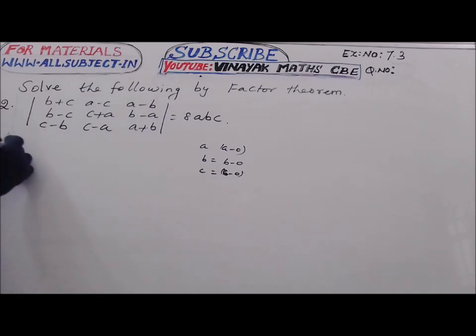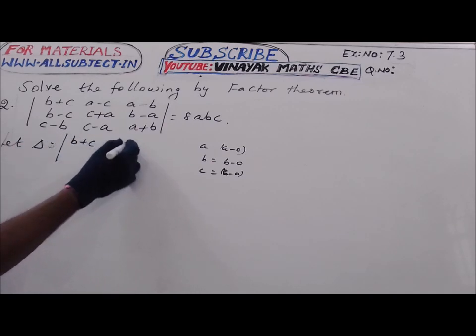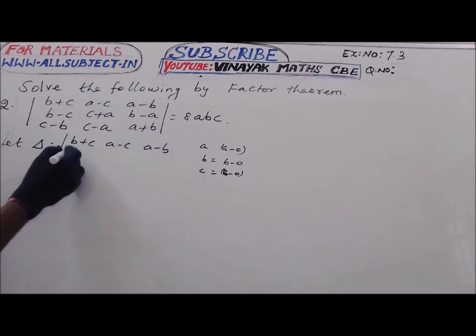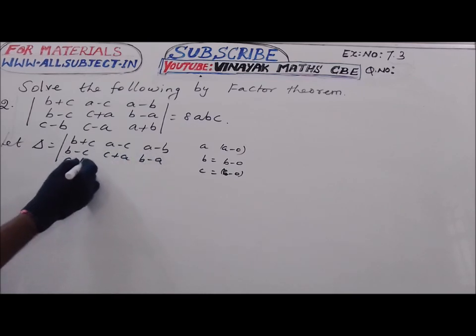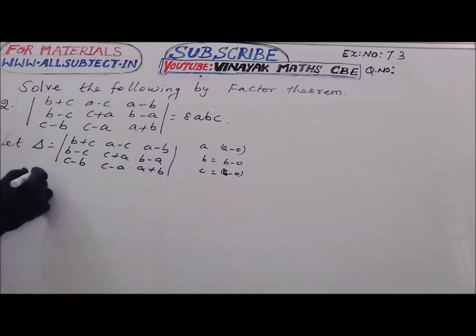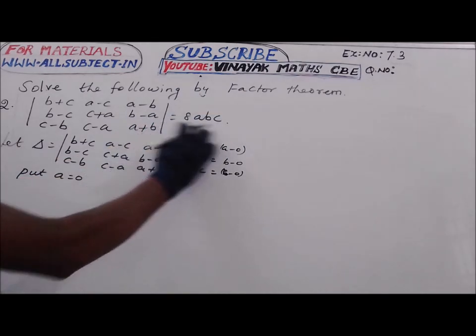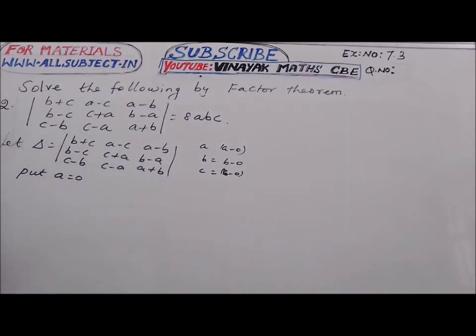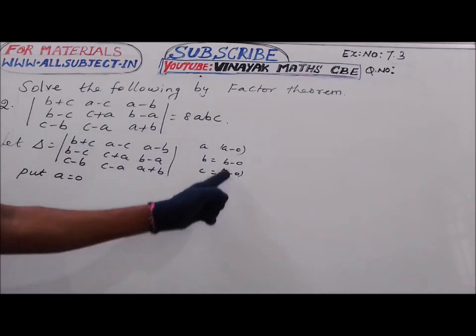So let delta equal the given determinant b plus c, a minus c, a minus b, b minus c, c plus a, b minus a, c minus b, c minus a, a plus b. Now put a equal to 0. We can decide the factors with the given answer itself. Here a, b, c are factors in that. So we can substitute a minus 0, b minus 0, c minus 0 as factors.